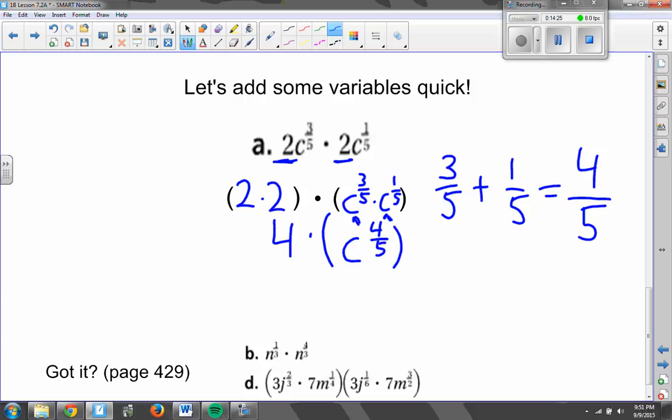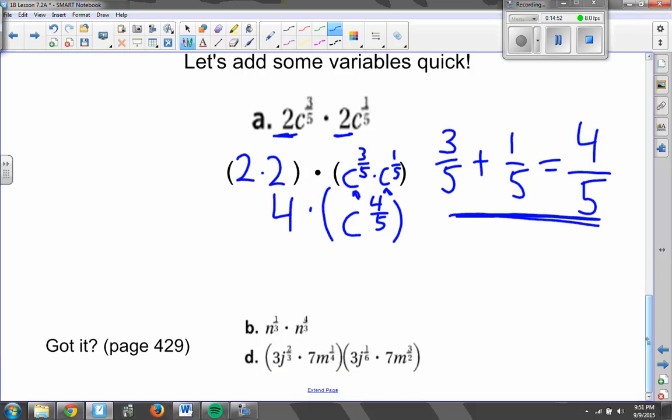So we have 4 times C to the 4 over 5, and we're done. That is as simplified as we can make this expression. Okay? So hopefully that makes sense how I did that rearranging. And then we're just applying what we learned in our last video to add these exponents together over here and rewrite that expression in a more simplified way.